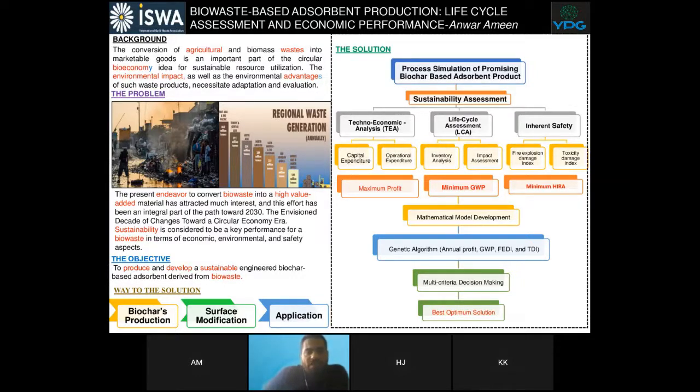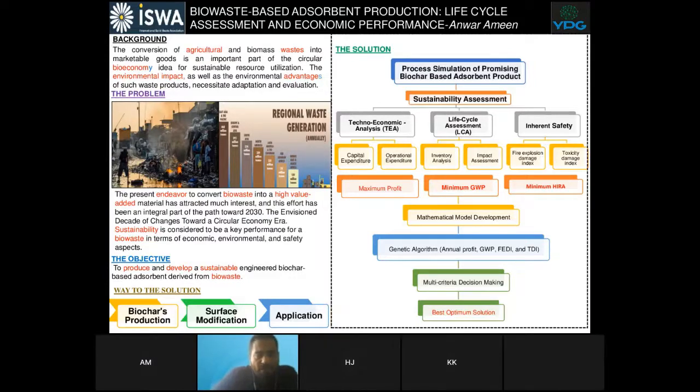In order to make the product more sustainable, we test the sustainability assessment, as you can see from the right side. We have three types of sustainability assessment: techno-economic analysis, from which we come up with the maximum profit; life cycle assessment, from which we come up with the minimum global warming potential; and inherent safety analysis, from which we come up with the minimum hazard. After that, we do the mathematical modeling development, from which we select the multi-criteria decision making. Then we come up with the best optimum solution for our products.